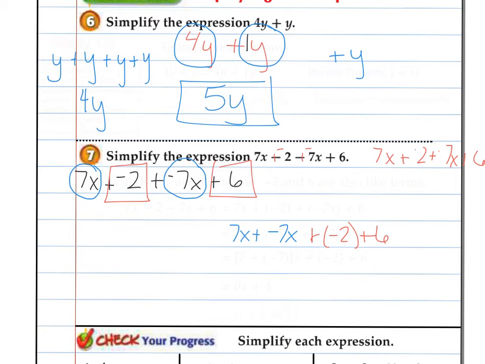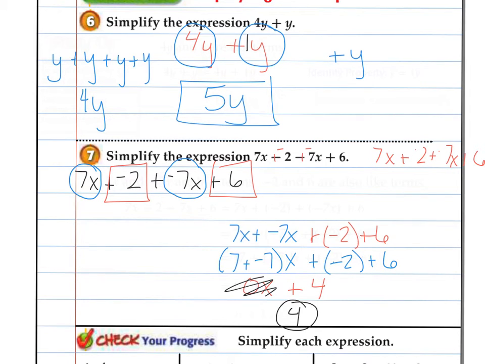So if I combine these, this is really like 7 plus -7 all times x. It's kind of giving the visual of what that looks like, which is just 0x. -2 plus 6 is 4. So I don't need this part, so this is really just simplified to 4. So this whole thing simplifies to 4 because your like terms combine.